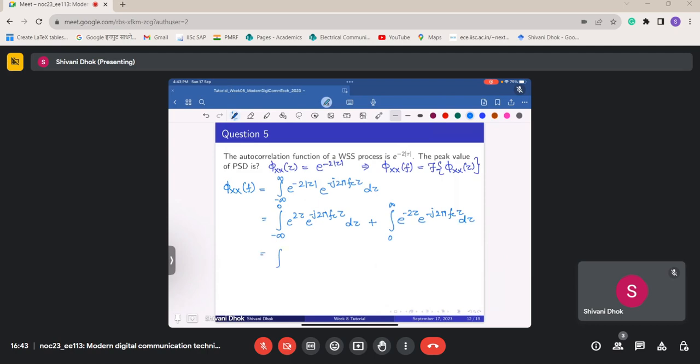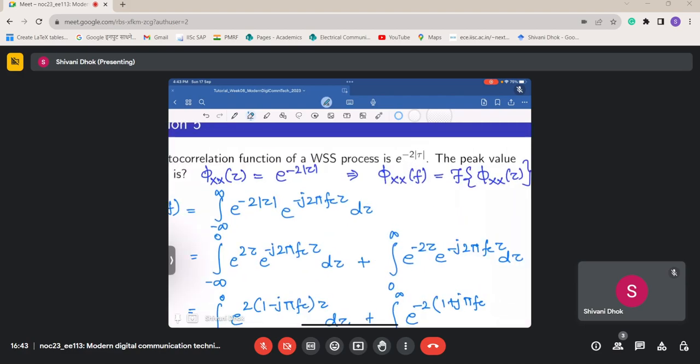This I can write as integral from minus infinity to 0 of e power (2 minus j 2 pi f) tau d tau, plus integral from 0 to infinity of e power minus (2 plus j 2 pi f). Why am I having fc here? There's no fc, it's just f. It's not a carrier.